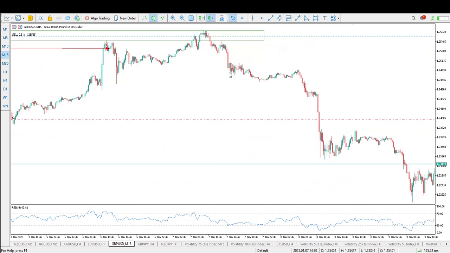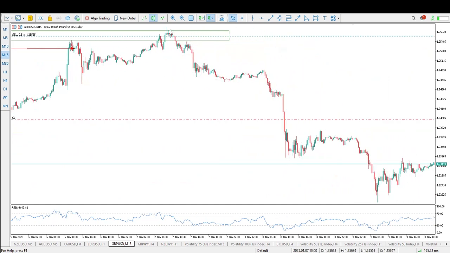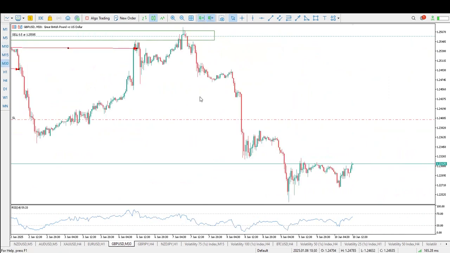Now, I will always tell traders, always wait for your confirmation. I sold this market after seeing my engulfed candle on M15, and the market has been selling till now. And it has been moving in profit.